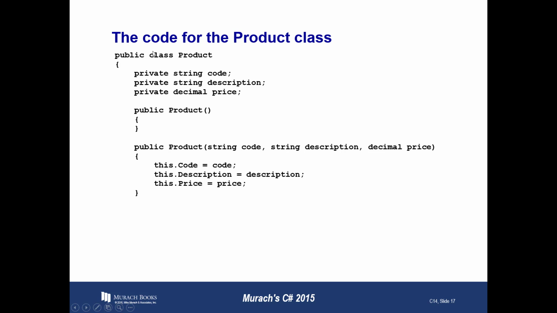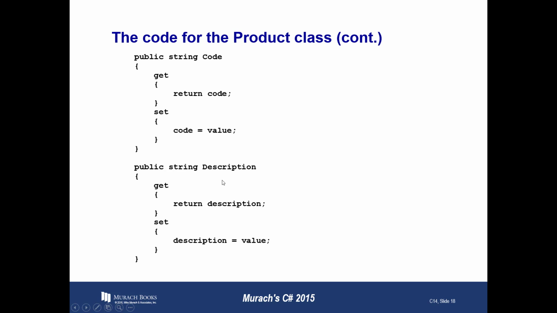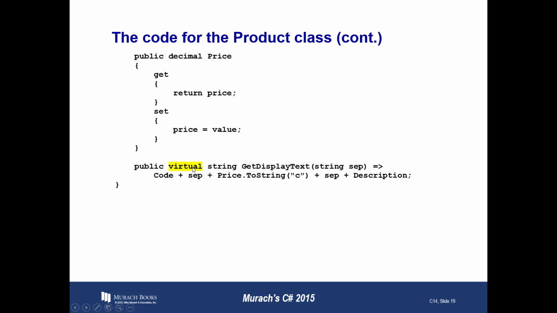All right? Nothing really new here. We've seen this before. Here is an overloaded constructor. We've got a no-arg constructor that does nothing, and a full-arg constructor which sets the code, the description, and the price. All right, again, all stuff we've seen before. Now, public virtual string. All right, let's take a look at that.